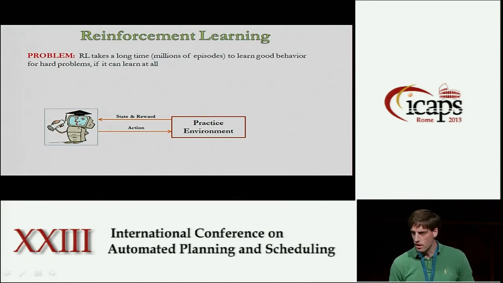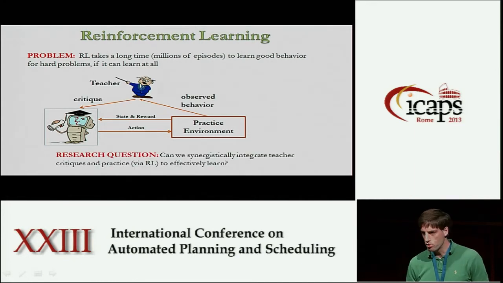The problem is if you give a pure reinforcement learning system a really hard problem and not much knowledge beyond that, it's really going to struggle. And if you look at the x-axis of reinforcement learning curves, it's often got a 10 to the 6 there, or even higher. And that's if it can learn at all for a really hard problem.